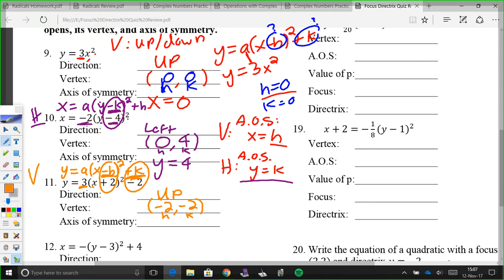So it told me to change the sign here, but not to change the sign here. So there's my vertex, -2 and -2. The axis of symmetry, again, because it's vertical, is x equals h. So here it's x equals -2, since -2 is h. So that's how you can tell where the vertex and the axis of symmetry are.